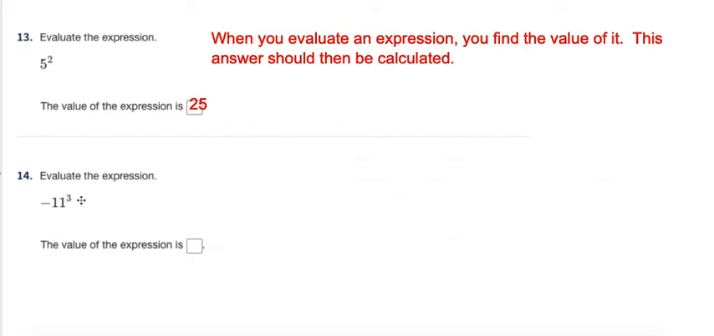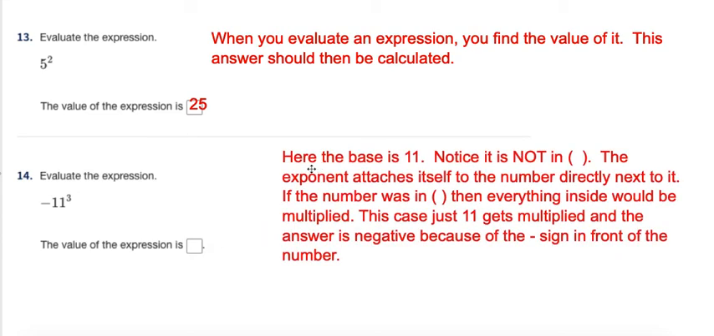Okay, the value of this expression is negative 11 to the 3rd power. The negative sign is not part of the base. Here the base is just 11. It is not inside parentheses. The exponent attaches itself only to the number directly next to it, to the 11. If the number was in parentheses, then everything inside would be multiplied. In this case, 11 just gets multiplied, and the answer is negative because the negative sign is in front of the number. That isn't going to make a lot of sense to you right now, but eventually it will.